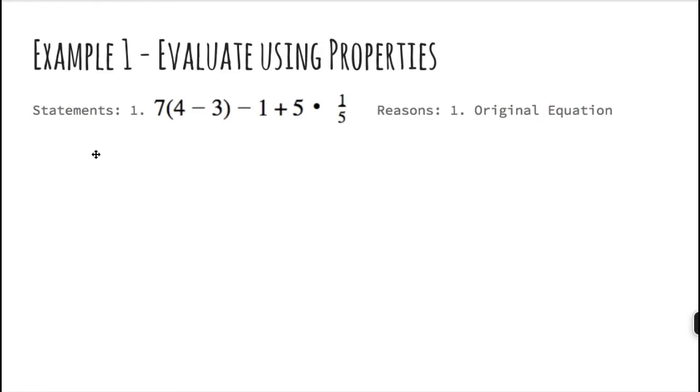In our first, we have this expression, and we want to simplify it or evaluate it, and we want to give a reason for each step that we do. If I start with order of operations, I'm going to need to look at this part first. So I need to do 4 minus 3. My next step is going to be replacing this with its difference. 4 minus 3 is 1. So my new expression will look like this.